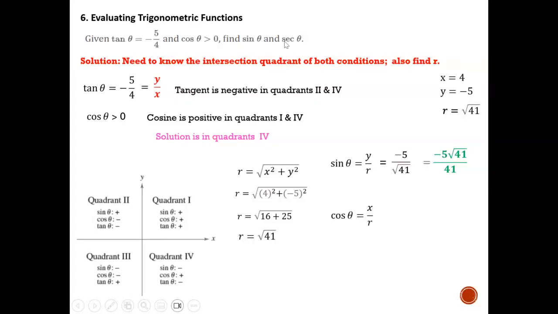Now, the secant and the cosine, right, are reciprocals. Remember from when we solved the triangle? So if the cosine is x over r, then my secant will be r over x. My r is square root of 41, and my x is equal to 4. So these are my two solutions, guys, what we're looking for. Okay?